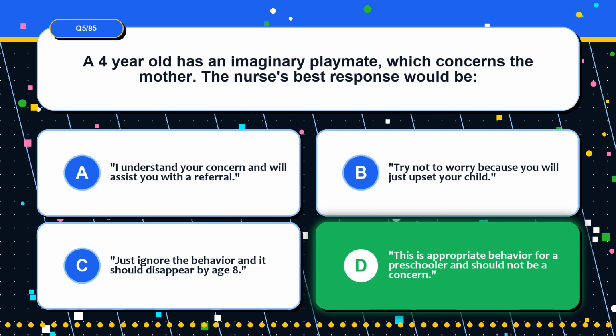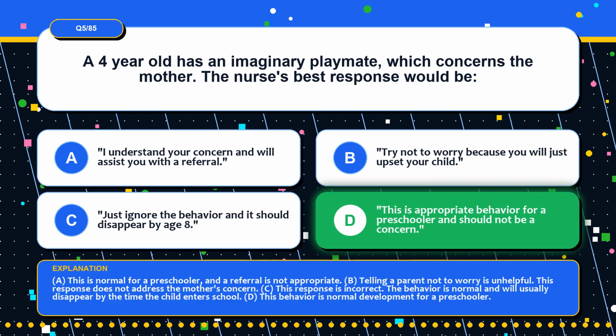The correct answer is option D. This is appropriate behavior for a preschooler and should not be a concern. A. This is normal for a preschooler, and a referral is not appropriate. B. Telling a parent not to worry is unhelpful. This response does not address the mother's concern. C. This response is incorrect. The behavior is normal and will usually disappear by the time the child enters school. D. This behavior is normal development for a preschooler.